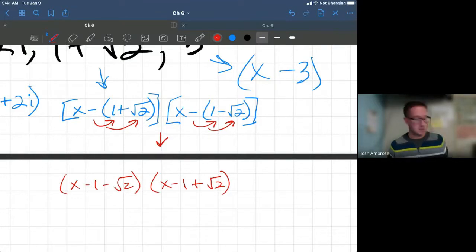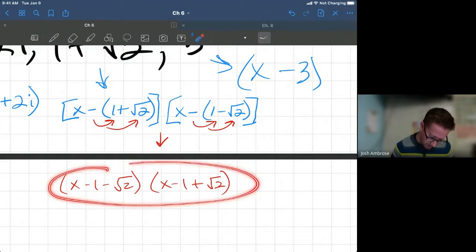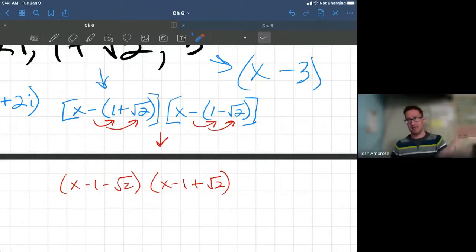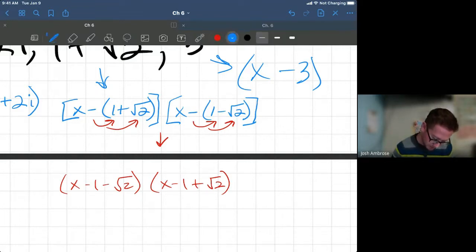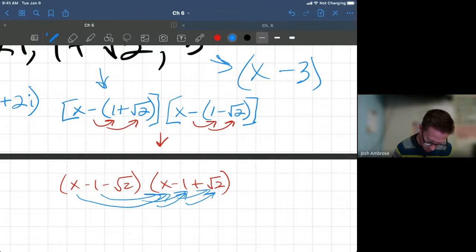Now we got another step, because now we need to take these polynomials and distribute everything amongst themselves. So we need to take the x over here, over here, over here. Need to have the 1 right here, right here, right here, and the radical 2.